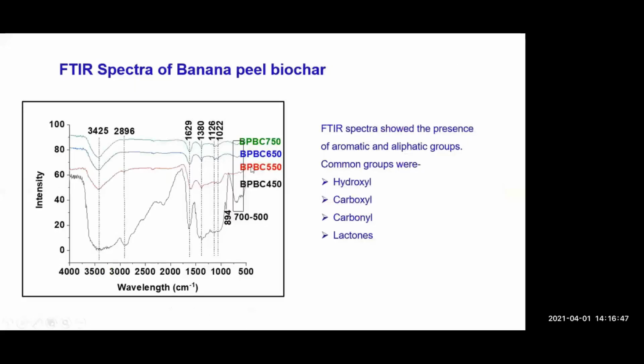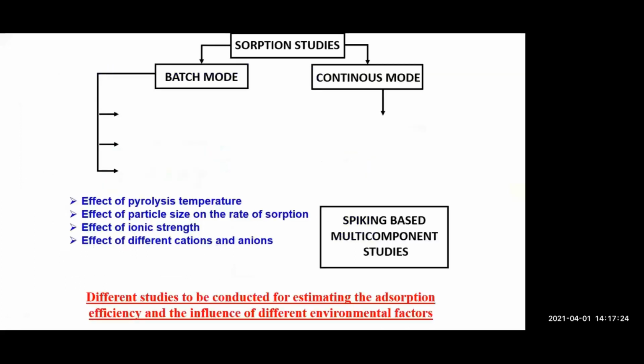FTIR spectra. FTIR was performed and it shows plenty of functional groups in the region of hydroxyl, carbonyl, and carboxyl groups, both aromatic and aliphatic groups such as CH bending and stretching were also visible. And these groups are further responsible for the sorption and complexation interactions between the biochar and the pharmaceutical compound.